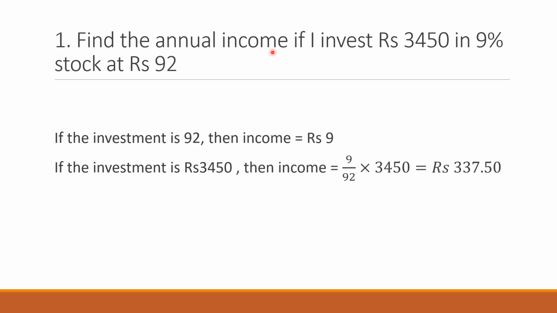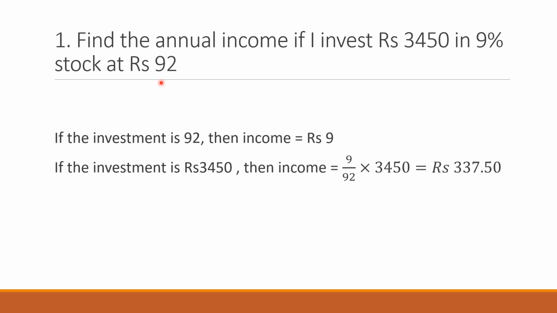Now, investment is given to you, so you will begin with, on the left hand side, investment. If investment is 92, then income is rupees 9. I would like to repeat, I have already explained this in the first chapter. The dividend you will receive from the company will be 9% on 100 rupees stock. But when you consider the income, you will not consider rupees 100, you will consider rupees 92, because you are getting that 100 stock at rupees 92.